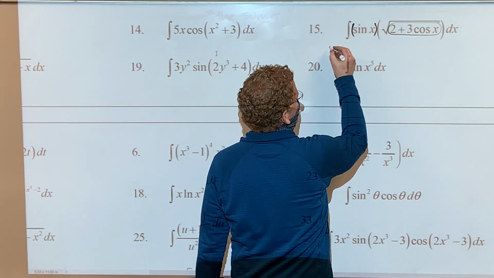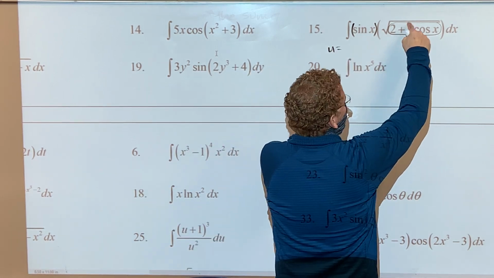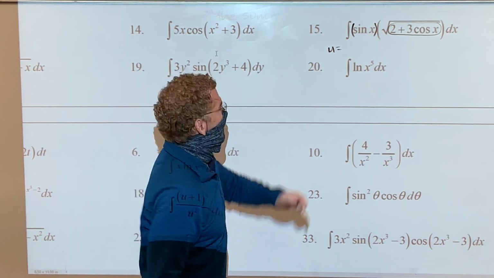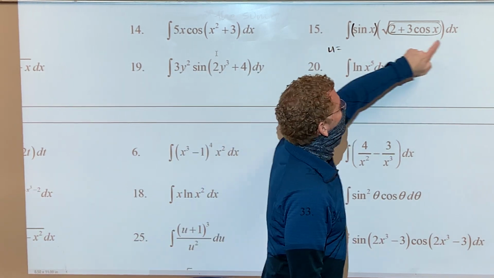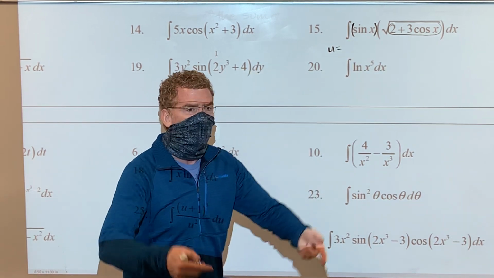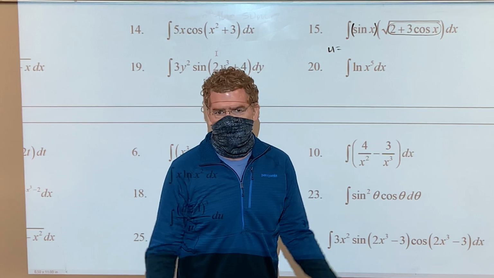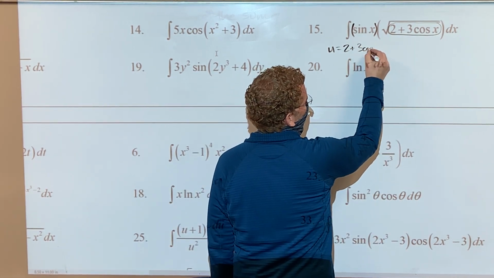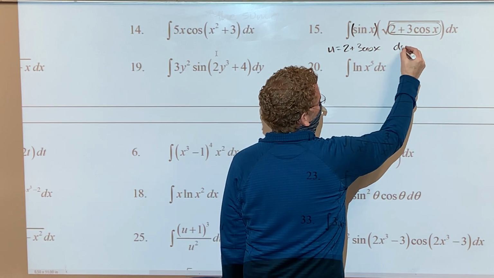And also, sometimes I see people pick u to be 3 cosine x. And you could, and that would still be absorbed with that, but then you'd end up with the square root of 2 plus u. And you would literally have to do another substitution to get it to work. So why not just join the 2 in with that? And if you saw that effortlessly, great. And then so your du would be what?